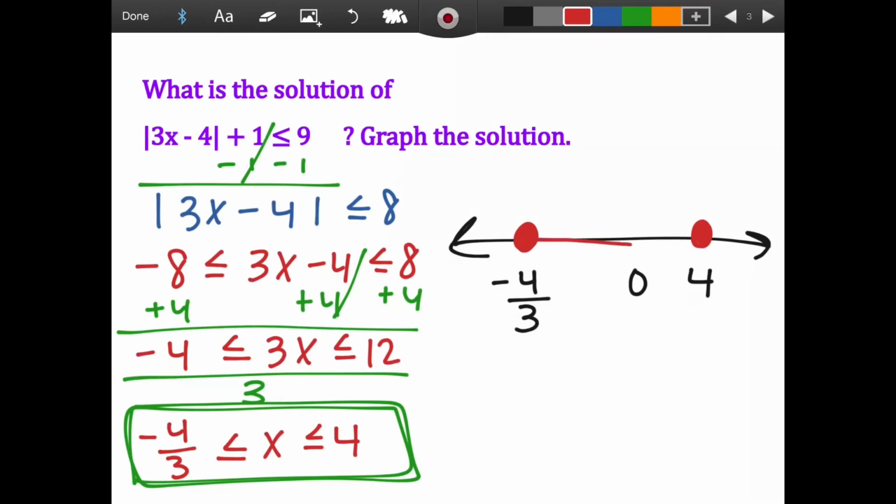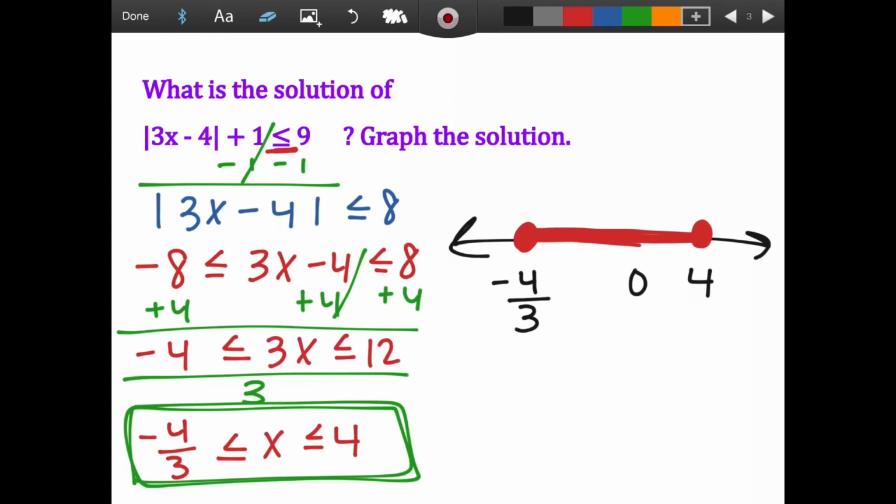And for this solution, we're going to shade in between. When we start with less than or equal to, it's an and. So we're shading in between these two values. So any value for x from negative 4 over 3 to positive 4, including those solutions, is going to work for this absolute value inequality.